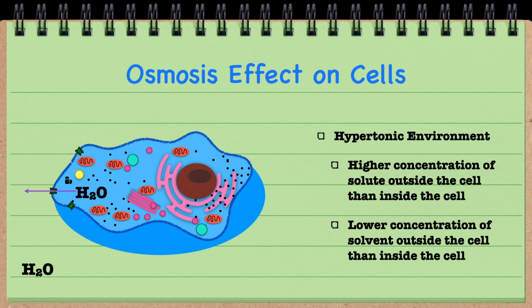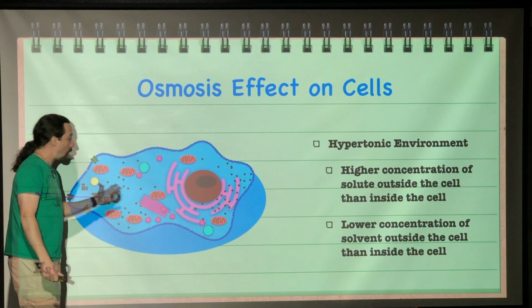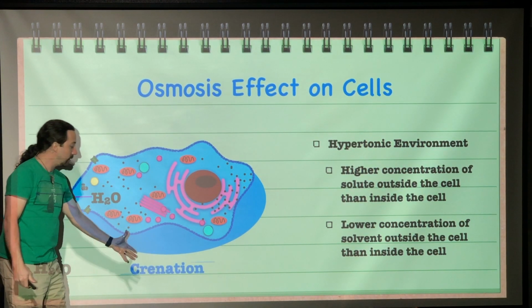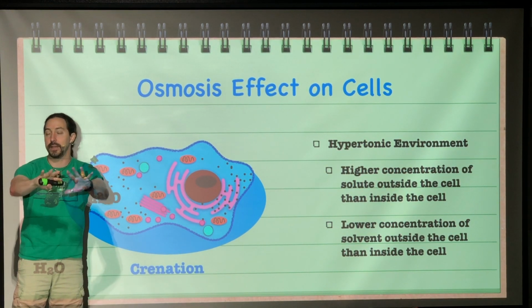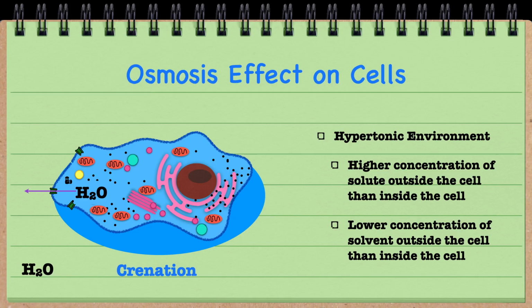This would cause the cell to shrivel. The cell would shrivel and shrink, and we call this crenation. So as our animal cell shrivels because of the water that is leaving it, that is going to be called crenation.